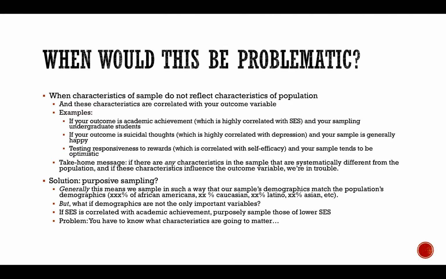Okay, so what is the solution to this? We can do purposive sampling. Generally what this means is that we sample in such a way that our sample's demographics match the population's demographics, such as X% of African Americans, X% of Caucasians, X% of Latinos, X% of Asians, etc.